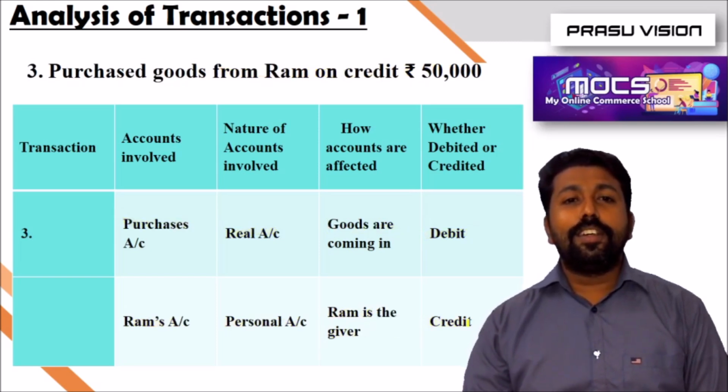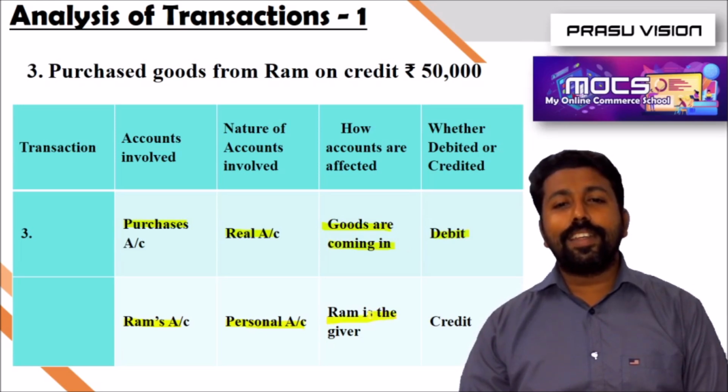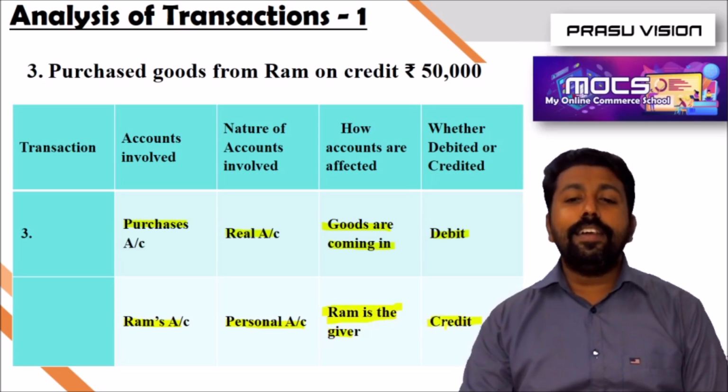And what is the third transaction? Purchased goods from Ram on credit. So the two aspects are the purchases account and Ram's account. The purchase account is a real account and Ram is a personal account. Goods, or stock, are coming into the organization, so debited. And Ram is the giver, so it is credited. So based on the rules, we are giving the debit and the credit.